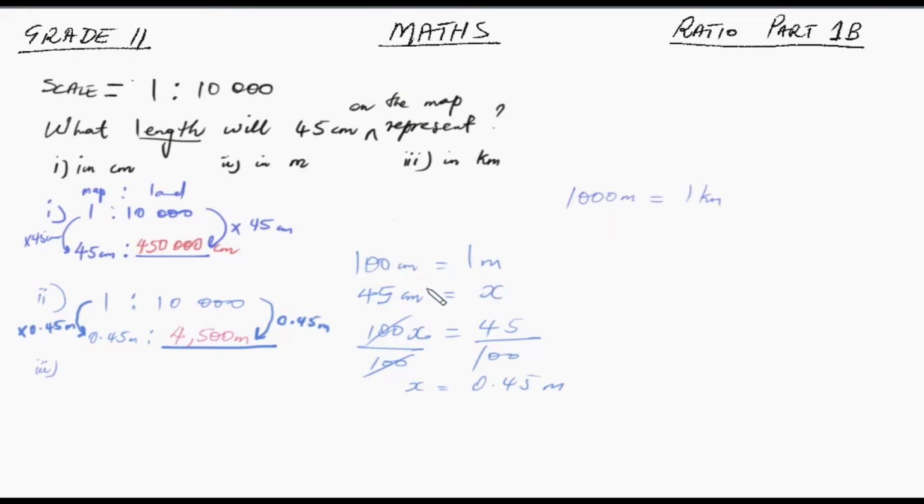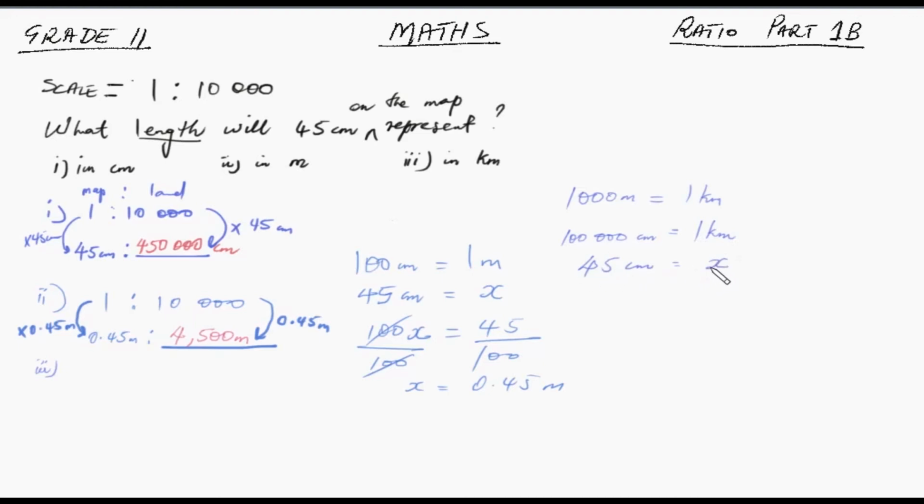Then 1,000 meters will be equal to what? You just multiply this by 100, so you get 100,000 centimeters equal to 1 kilometer. So what you want to know is how many kilometers 45 centimeters is equal to. That's what we want to know.